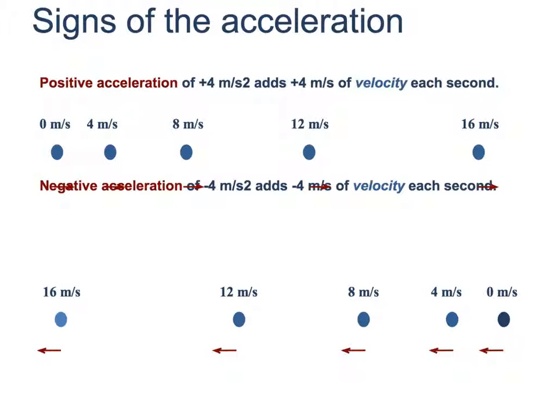Negative acceleration of negative 4 meters per second squared adds negative 4 meters per second of velocity each second. So if I'm going 16 this direction, I'm going to basically be subtracting 4, subtract 4, subtract 4, subtract 4 until you get down to 0.